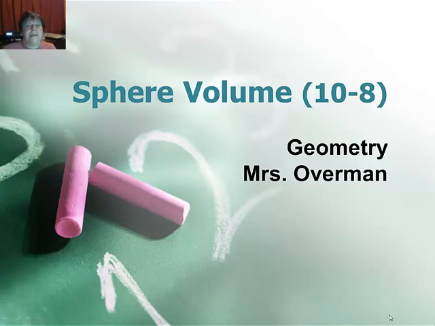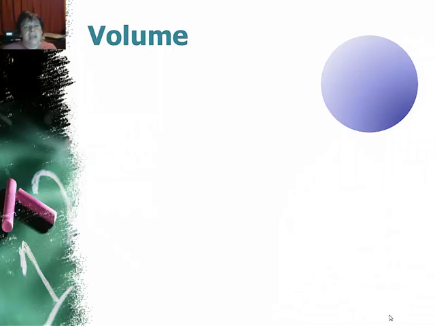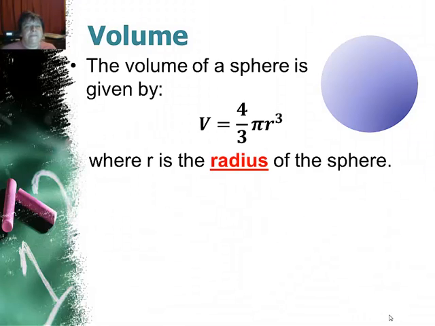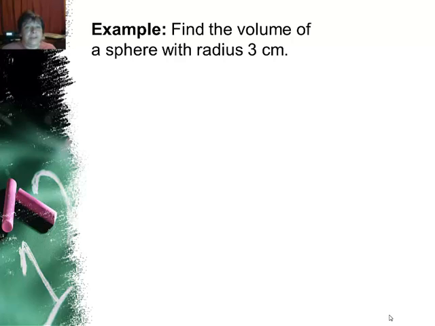Finally, we're going to talk about volume of spheres. Volume of a sphere is given by the formula V equals 4/3 pi r cubed, where r is the radius of the sphere. In this example, we're going to find the volume of the sphere with radius 3 centimeters.